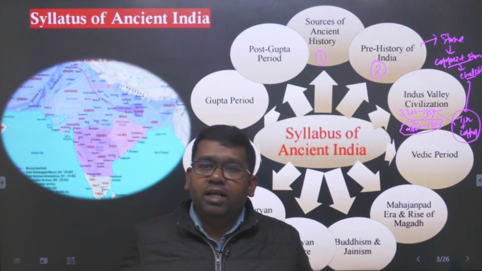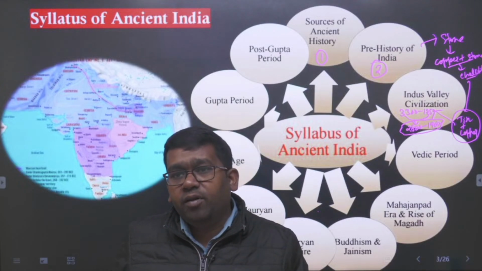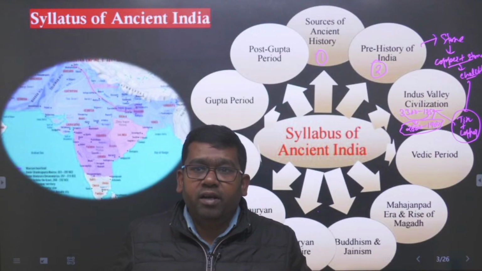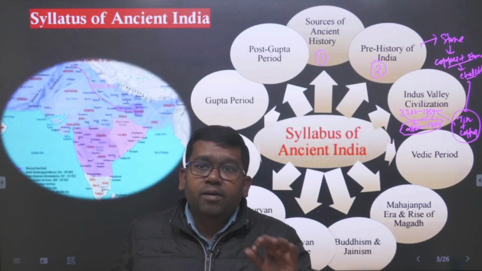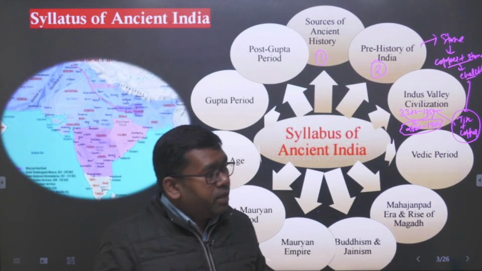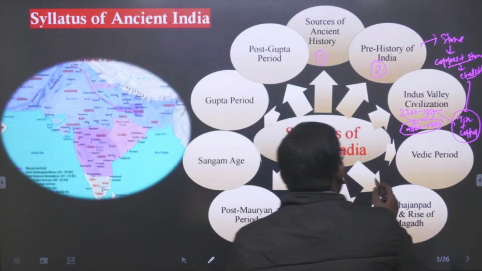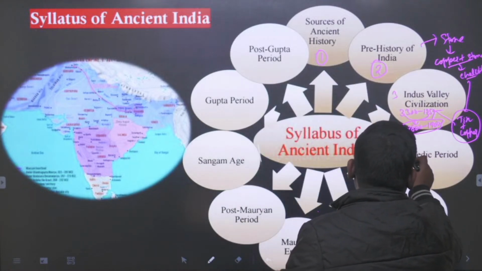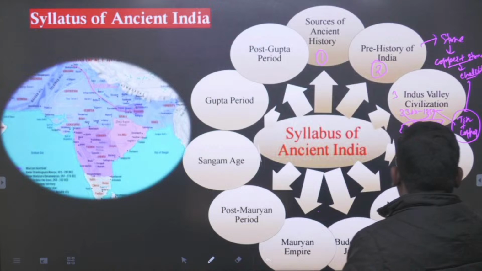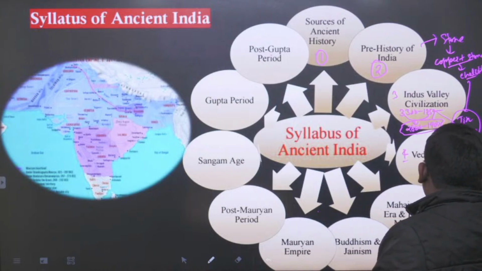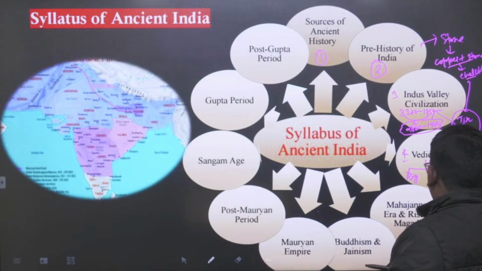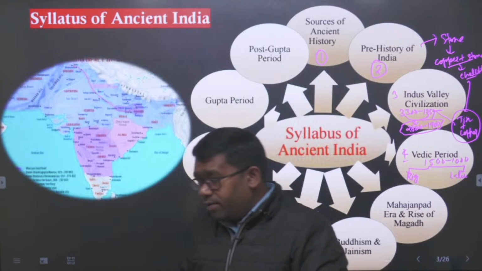Let's say the Aryans came, and from the coming of the Aryans a new period starts in India that is known as the Vedic period. So this is our chapter 4, the Vedic period. Its time period is generally 1500 to 1000 BC. We divide it into two parts: one is the Rig Vedic period and the other is the later Vedic period.